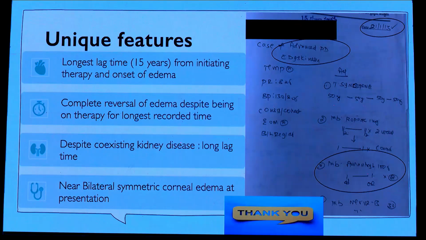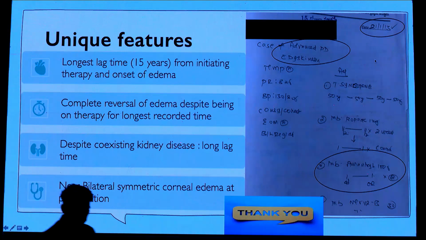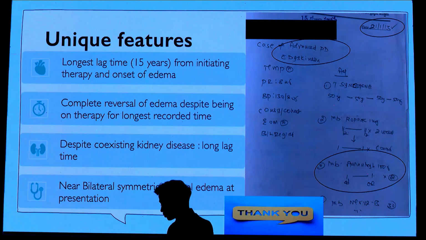So what are the unique features of my case? This is the longest lag time from the initiation of therapy. In the literature, the other longest case was 10 years. We have 15 years, documented as you can see on the right side, where she started at around 2013. And there is complete reversal. The last case in the literature which had more than 10 years had to go for transplant. Despite having coexisting kidney disease and such a long lag time, the presentation is also very rare, with near bilateral symmetrical corneal edema at presentation. Thank you.